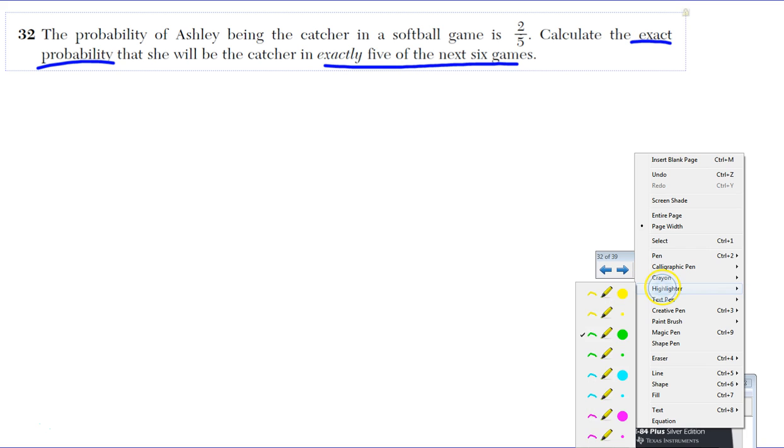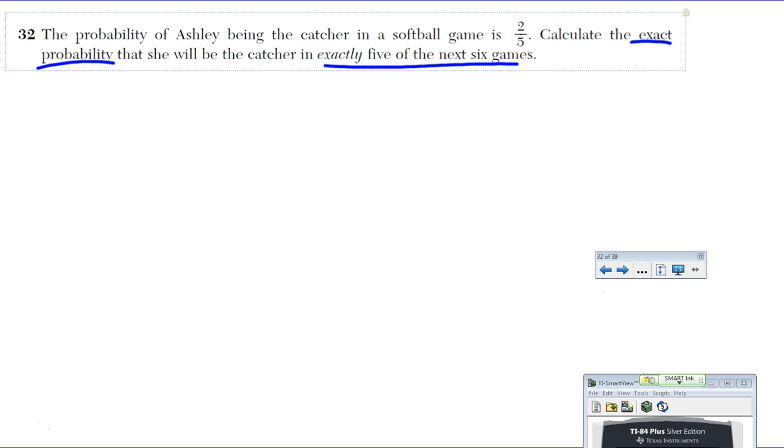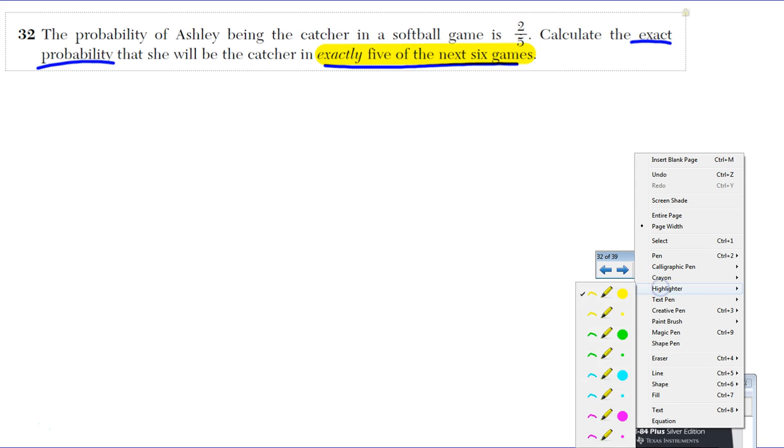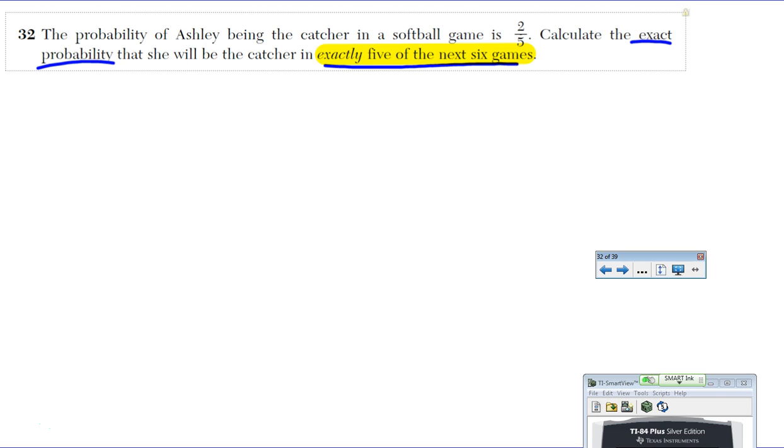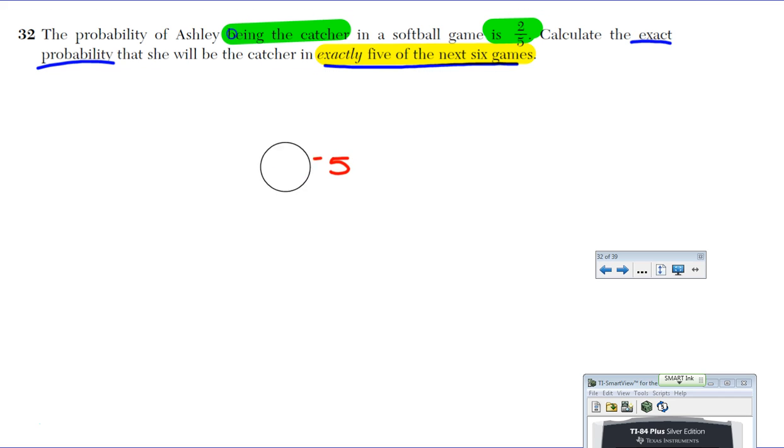So we have 2 things we have to think about: how many games total and how many times we are looking at something to happen, and then what our chances are of that thing happening. Now these are very popular questions on the Regents, Bernoulli's theorem. All right, so we have a total of 6 games, and we're going to choose 5 of them for her to be a catcher. Actually, I'll do it in blue.